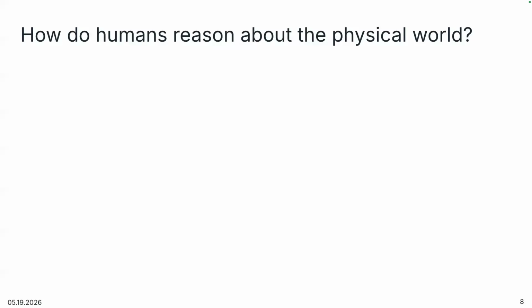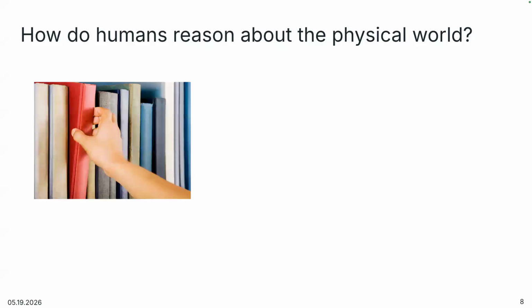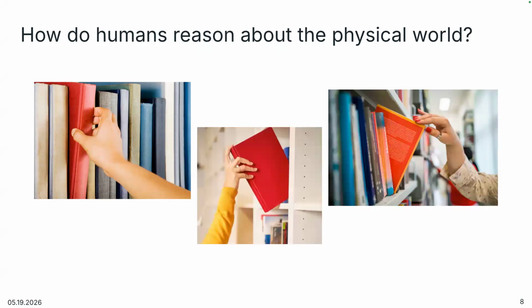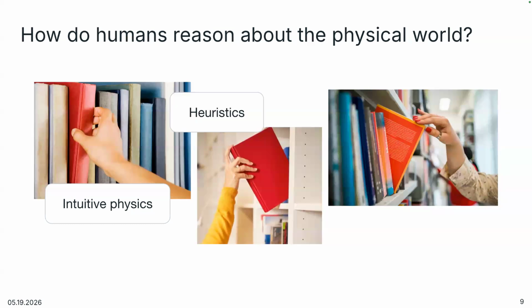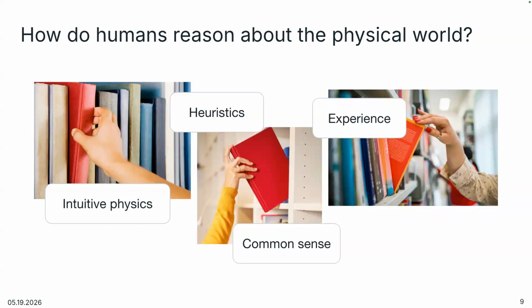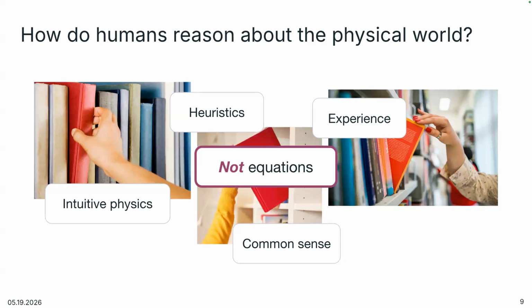I've spent some time thinking about how humans reason about the physical world. We do it every day, mostly without thinking. For example, if we're picking up a book from a bookshelf, it comes very naturally to us, even when there are many different books, many different bookshelves, and sometimes it might be far up, so we have to reach higher for the book. When we do this, we mostly rely on intuitive physics, heuristics, common sense, or just experience. I'm not a neuroscientist, but I would say that we're mostly not using equations or our understanding of explicit physical law when doing these tasks. It's mostly just based on experience.